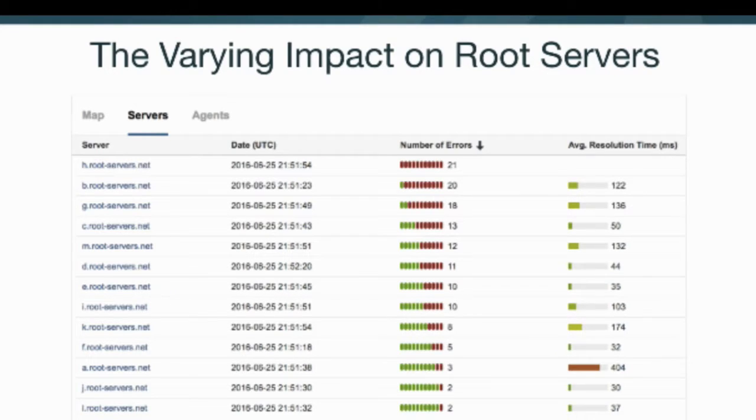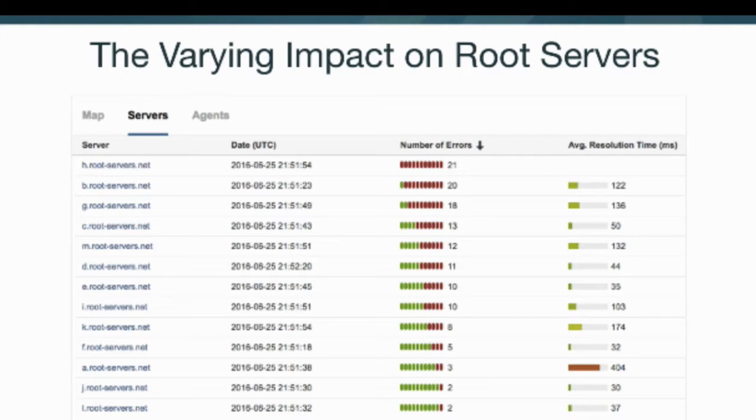And then on the bottom end of the spectrum are the ones like A, J, and L that are doing fairly well compared to the volume of the attack and the disruption we saw across the rest of the root servers. So we thought this was really interesting, that it's impacting different root servers differently. And there's a whole lot of factors that go into why this happens, but there's one particular pattern that we saw that I thought was really interesting and worth sharing.